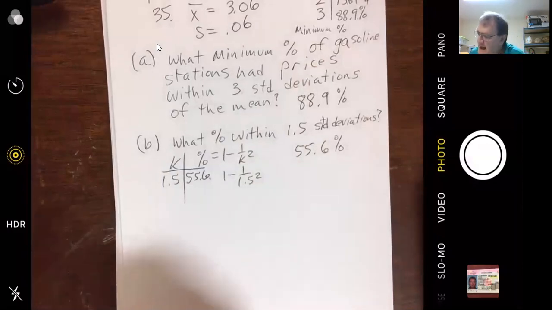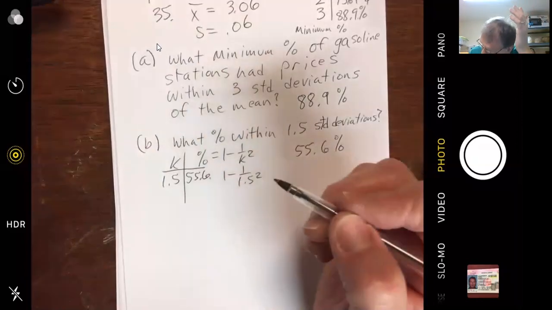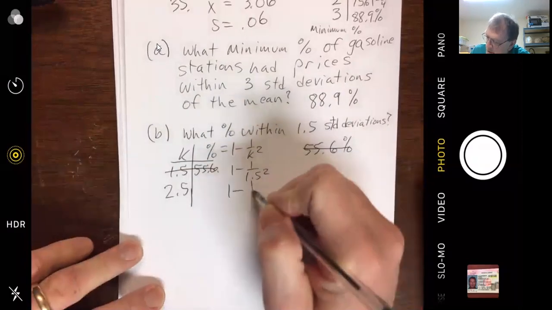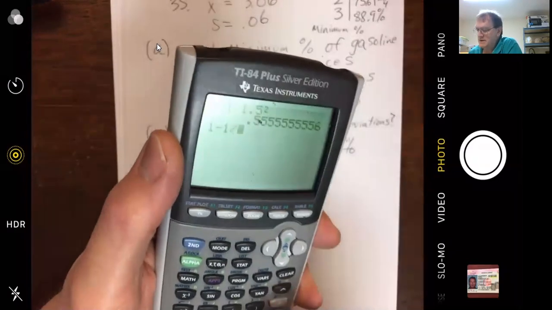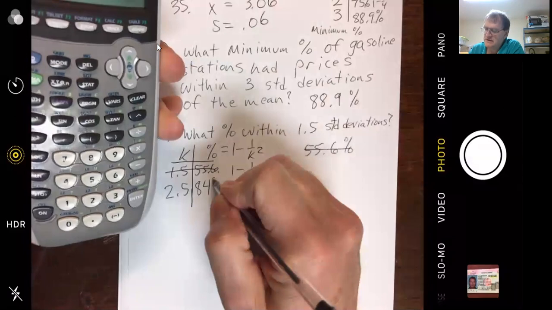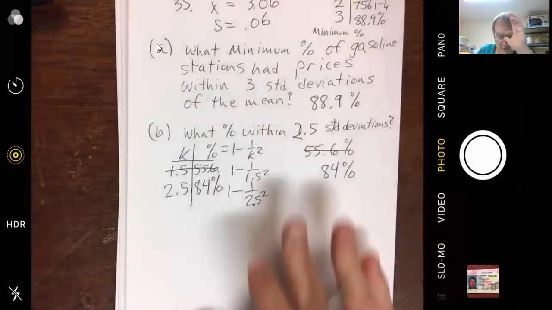Then they ask, what are the gasoline... No, I'm sorry. These are not gas prices. What am I doing? No, wait. 36. Okay, 35. We're doing 35. Dadgum. I'm sorry. Am I confusing the heck out of you? I dropped a 2 and I dropped a 36. 35 should have used 2.5. No, it's okay. Let me use 2.5 and get the correct answer down. That'd be 1 minus 1 over 2.5 squared. 1 minus 1 divided by 2.5 squared. I looked at 36. It's 84% for 35. 55.6 for 36. So it's actually 84%, and this should have been 2.5. Looked at the wrong problem.